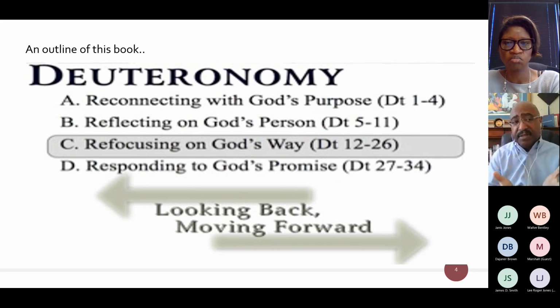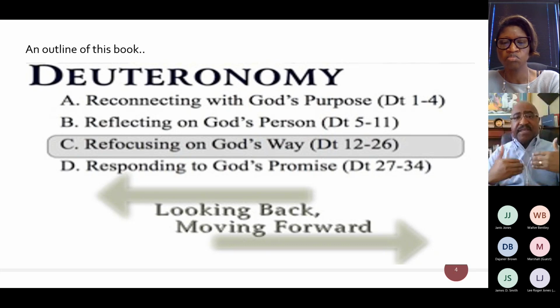Because, quite frankly, as Reverend Barry said, the people weren't exactly always following the Decalogue, right? They weren't always following the Ten Commandments. And so in Deuteronomy, you get the second law that is delivered by Moses.